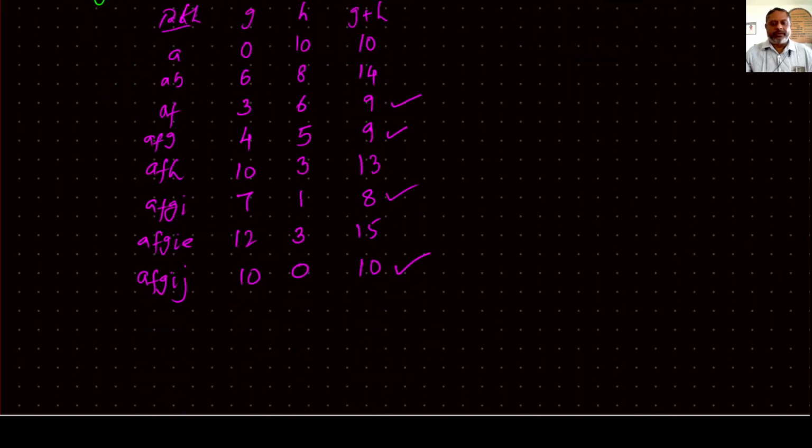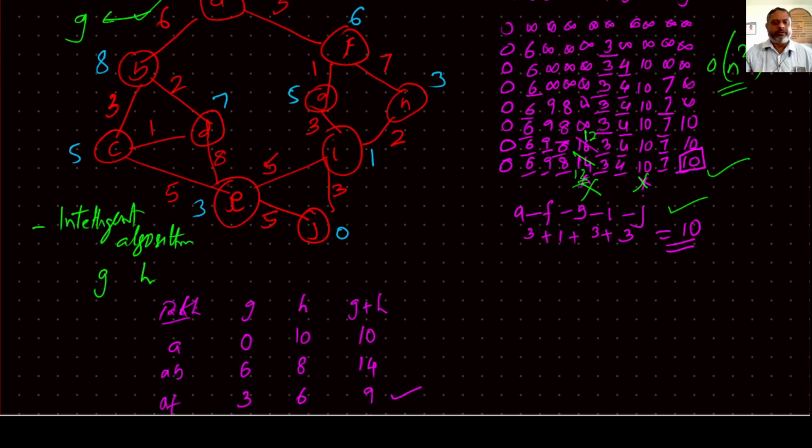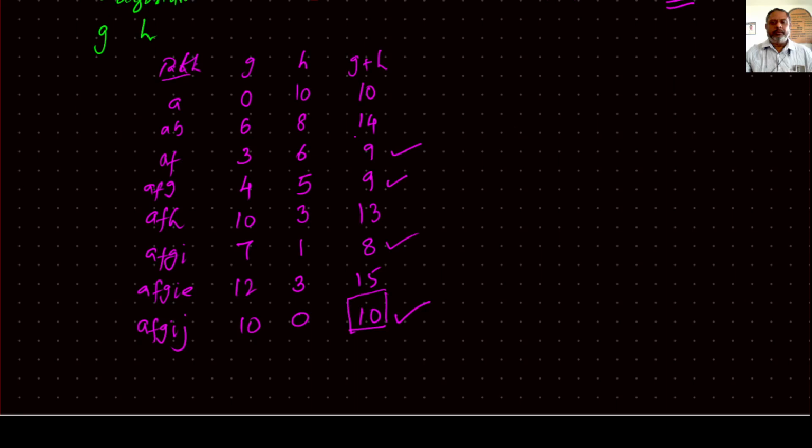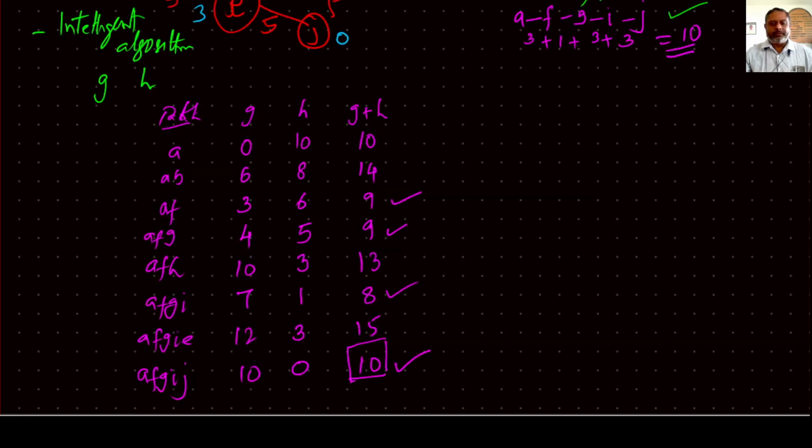Now what should we do next? Should we try other paths? Of course not. Why? Because AFGIJ has a total path length of 10, whereas for the first one, we are still at A, so that's a lot of way to move, and that's saying 10, so maybe that has already given us the correct answer.